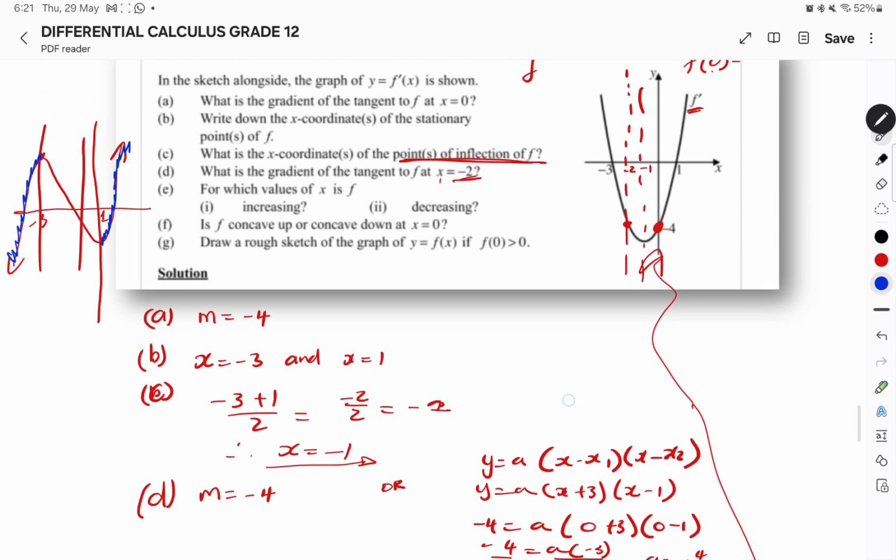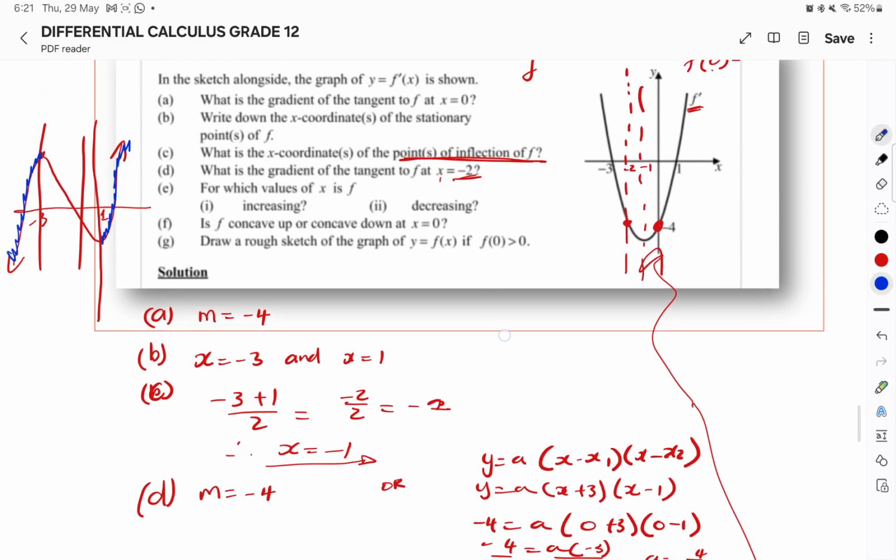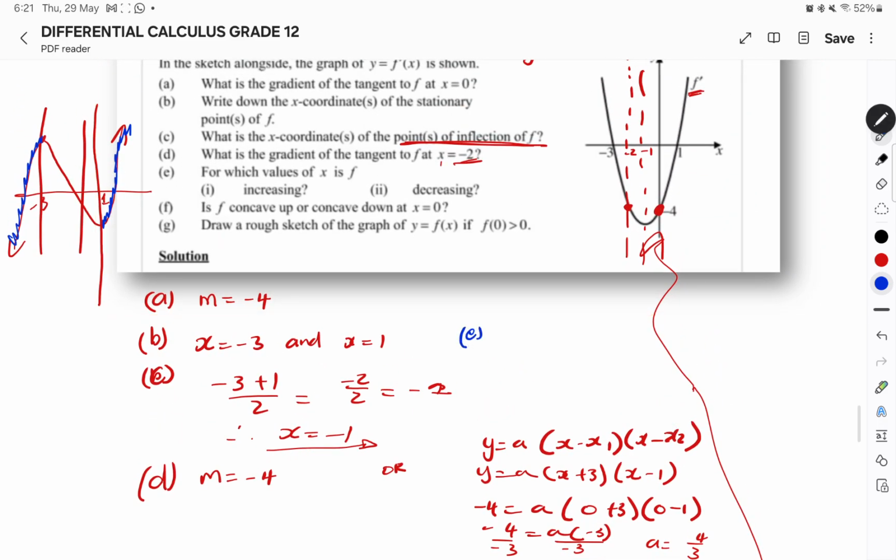So the solution for number E will then be x is less than or equal to -3, or x is greater than or equal to 1. Remember, in cubic we include the stationary points, because at the stationary point the graph is either increasing or decreasing. We want where it's decreasing. Where it's decreasing is that part that is left, here. So it is decreasing between -3 less than x, which is less than 1. So that will be the solution.